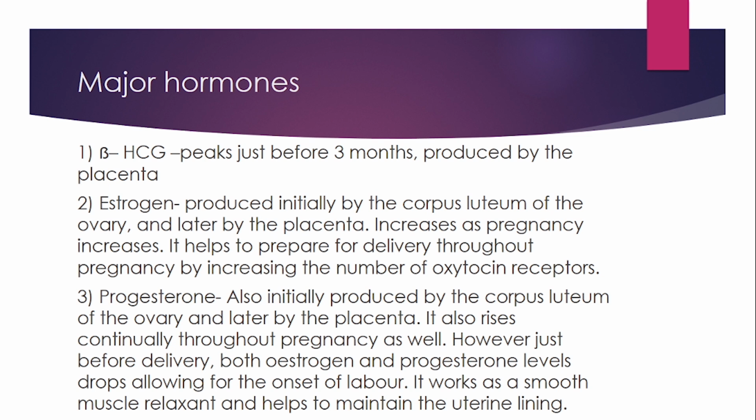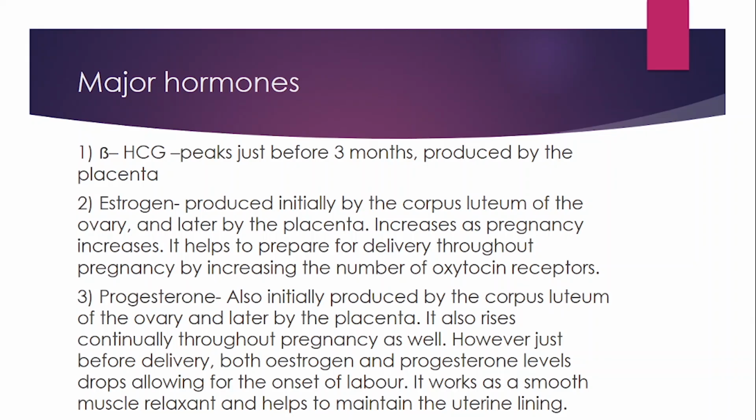The beta-HCG peaks just before 3 months, and it is largely produced by the placenta. Estrogen initially is produced by the corpus luteum of the ovary, and later it is essentially being produced by the placenta. The level of estrogen increases as pregnancy increases, and it helps to prepare for delivery throughout pregnancy by increasing the number of oxytocin receptors.